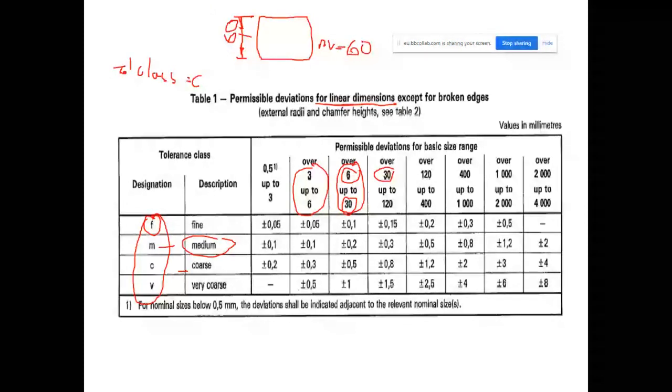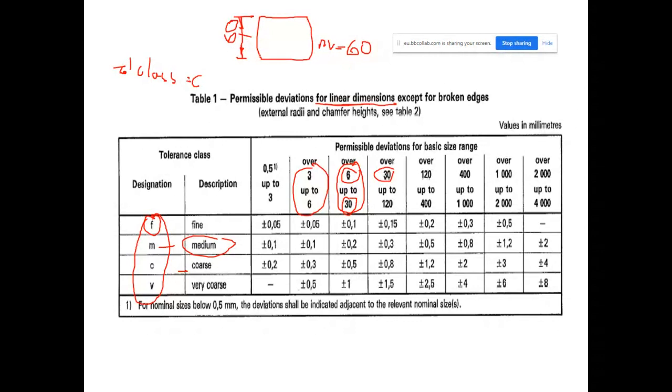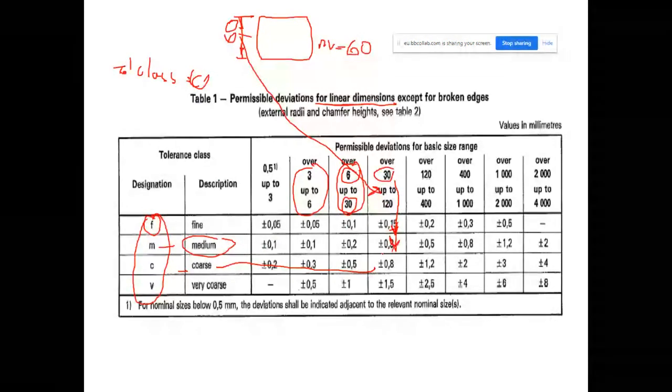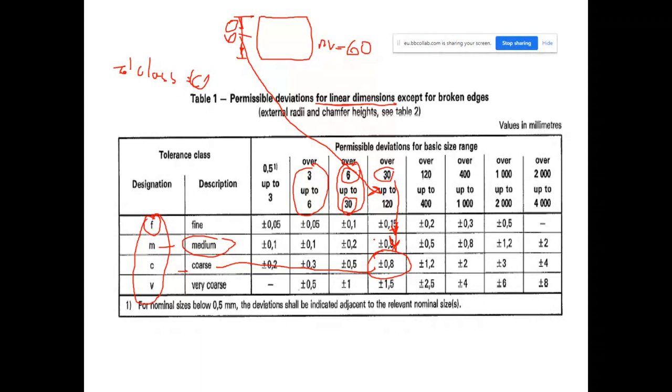In answering the questions, write the things clearly on the exam sheet. Let's say 60 is a number. It finds its place in this range because 60 is greater than 30, less than 120. Okay, this means we need to follow this column. Well, since the tolerance class is coarse, we need to follow this row. Follow the row, follow the column, and then meet over here within this pigeon box.